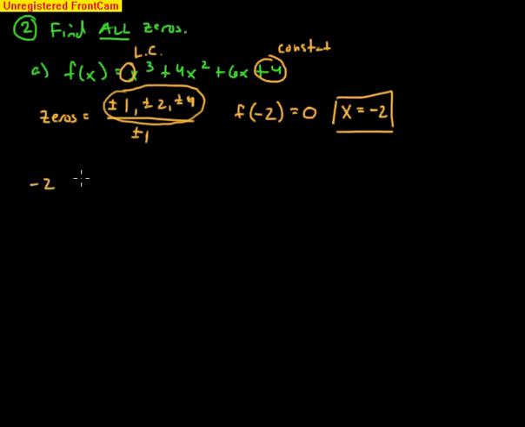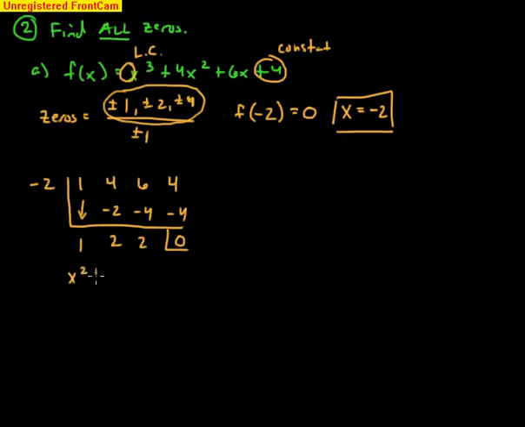So now we're going to use synthetic division to get this third degree down to a quadratic. So we have -2 out in front. My coefficients are 1, 4, 6, and 4. Bring down the 1, multiply by -2, add, multiply, and there we go. So my resulting polynomial is x squared plus 2x plus 2 equals 0.